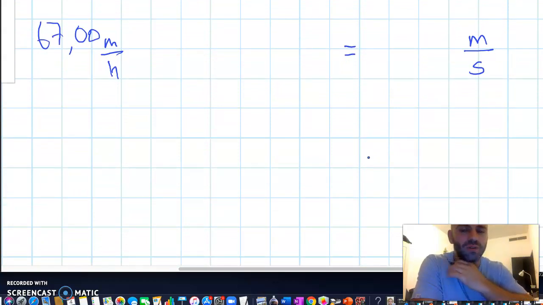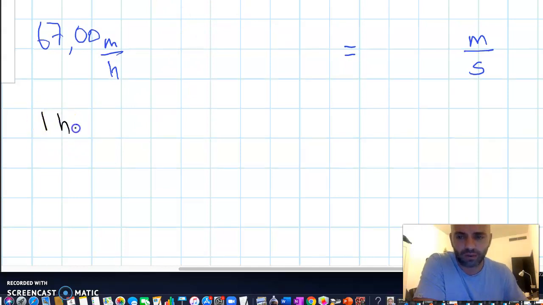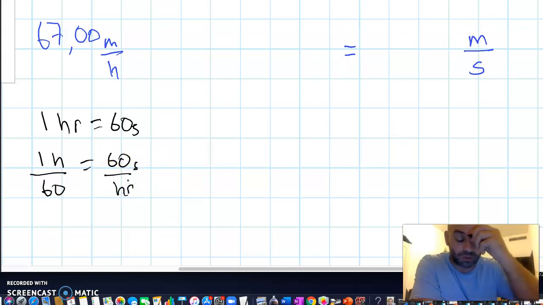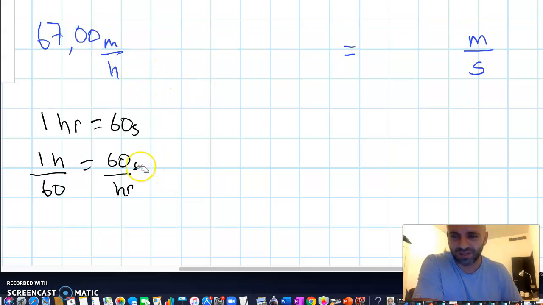The equalities that I'm going to use are ones that you already know intuitively. So that is, 1 hour is equal to 60 minutes. So again, this gives us two conversion factors. 1 hour divided by 60 minutes, or 60 minutes divided by 1 hour. I said 60 seconds there, but that should be 60 minutes, not 60 seconds. Okay, there's my minutes.